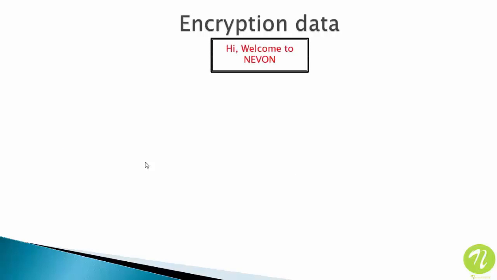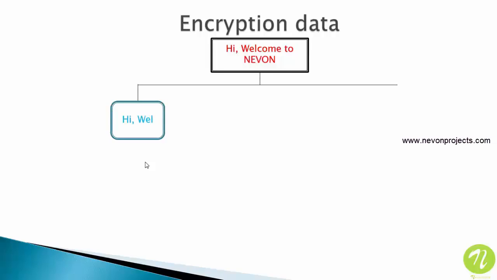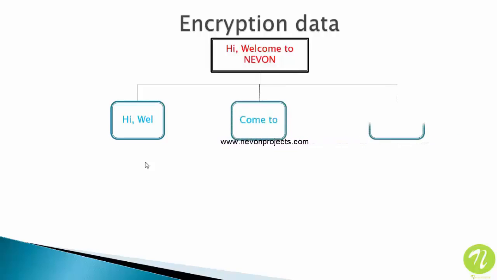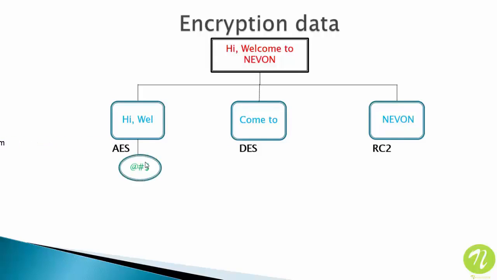Consider the plain text message is "Hi, welcome to Newborn." The system will first divide this message into 3 separate messages and store them in 3 separate files. Then one by one, all the 3 files will be encrypted using AES, DES and RC2. The first message, that is "Hi well," will be encrypted using AES, and the result as you can see. The second message will be encrypted using DES and the third message will be encrypted using RC2.